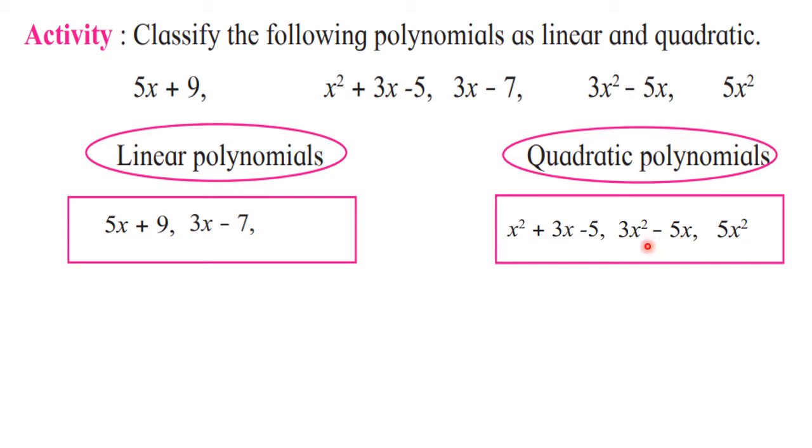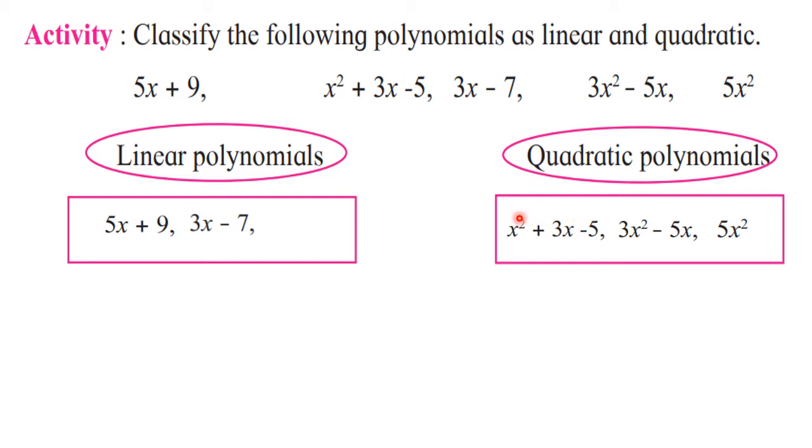That is, highest index is 2. So such polynomials are called as what? Quadratic polynomials. Okay. I hope you must have understood the difference between linear polynomials and quadratic polynomials.